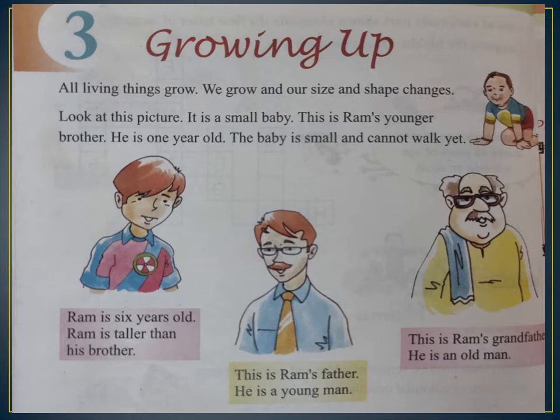Now you can see the brother is very small, a baby crawling. Ram is 6 years old, so he is the brother of that baby. He's taller than his brother, but the baby is small. Baby cannot even walk. So the baby is younger than Ram, and Ram is elder to that baby. Both are brothers.